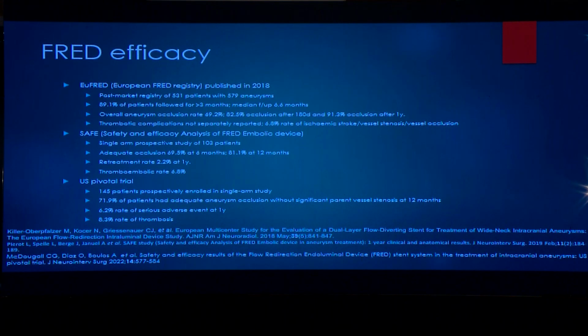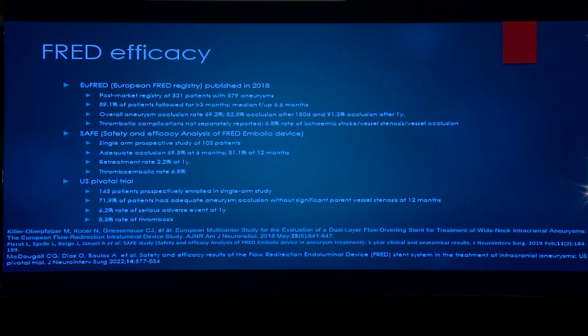The first large published series documenting efficacy and safety for FRED was the European FRED study, which took the form of a post-market registry publishing 579 aneurysms in 531 patients and was published in 2018. And pleasingly, the efficacy outcomes were similar to those that had previously been reported for other flow diverters, with an 82.5% aneurysm occlusion rate, including, of course, both complete aneurysm occlusion and a neck remnant at 6 months.